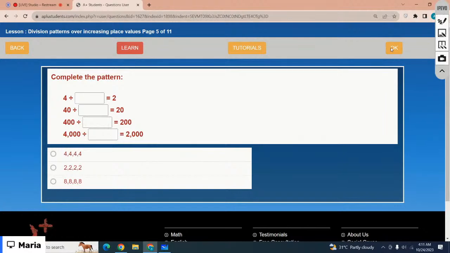Yes, that is 2, 2, 2. 4 divided by 2 is 2. 40 divided by 2 is 20. 400 divided by 2 is 200. They all are 2. Just 2.